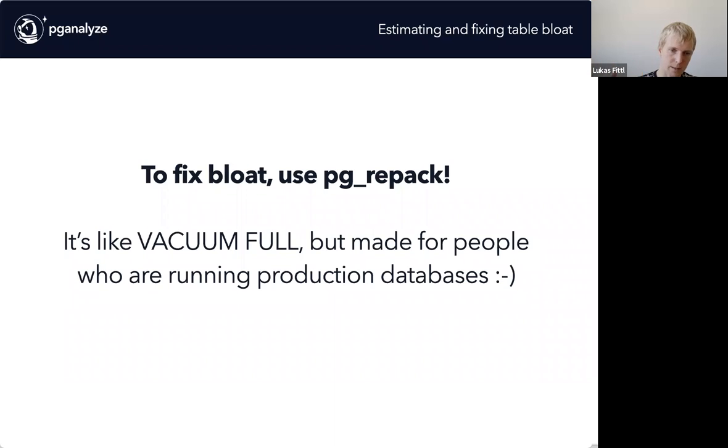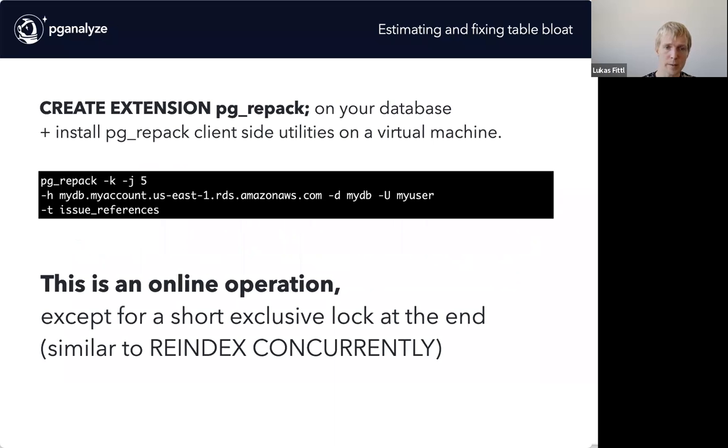And it does that in the case of vacuum full with an XX exclusive lock. That's not realistic, but we don't want that. pg_repack does most of its work online. And so the way we run this is we create an extension pg_repack. This is a community extension that's not in core Postgres. So you might have to install it.